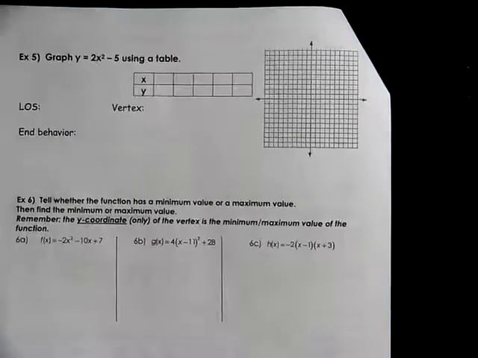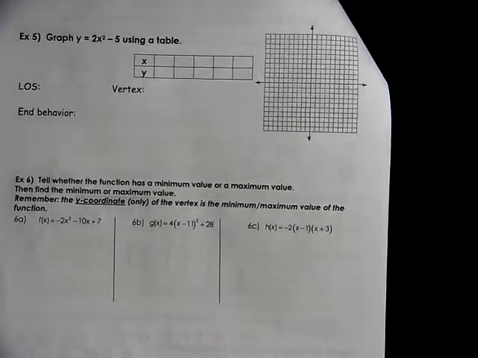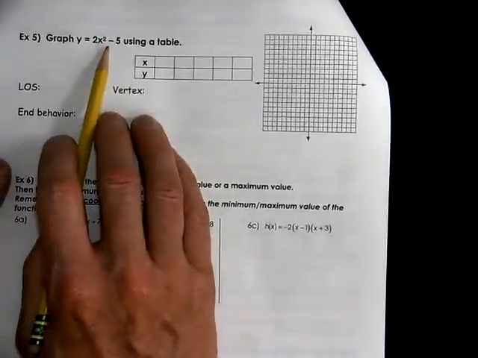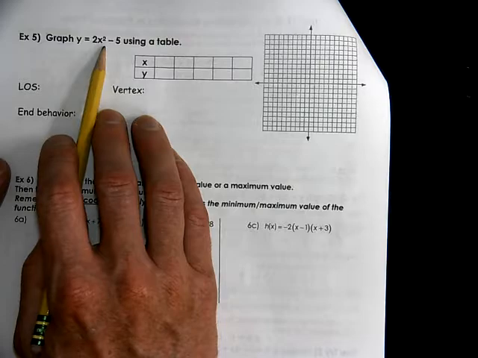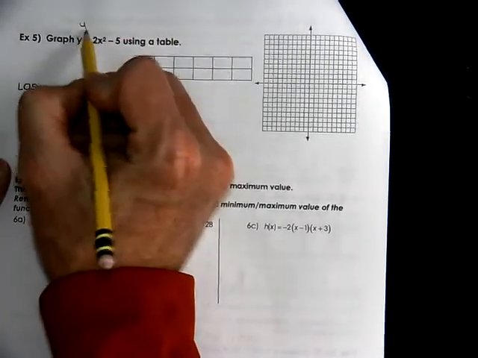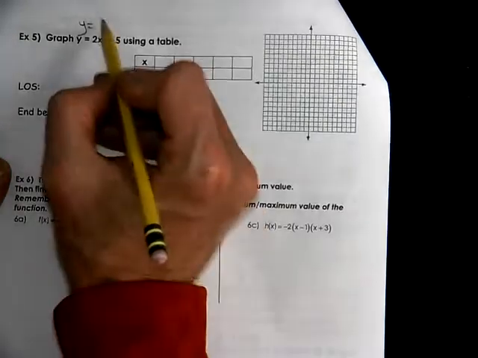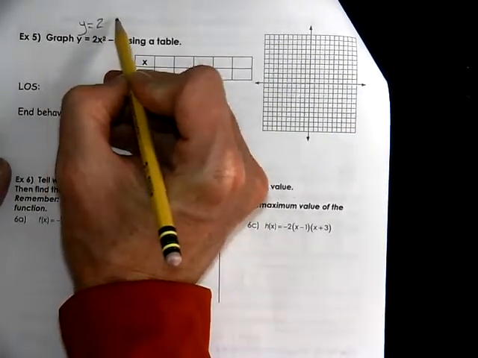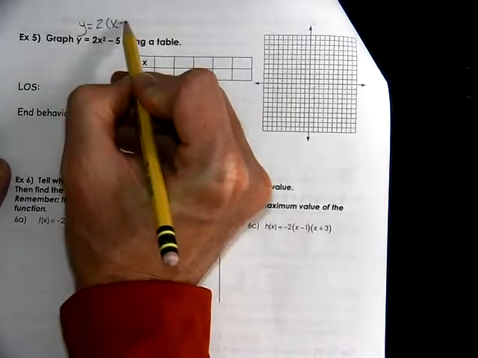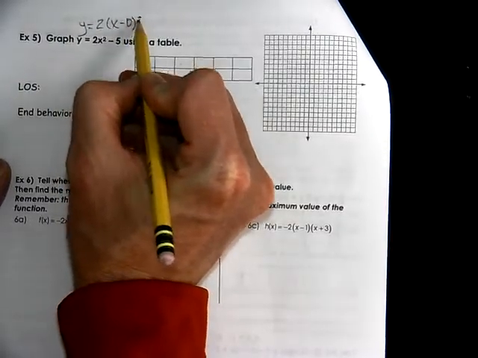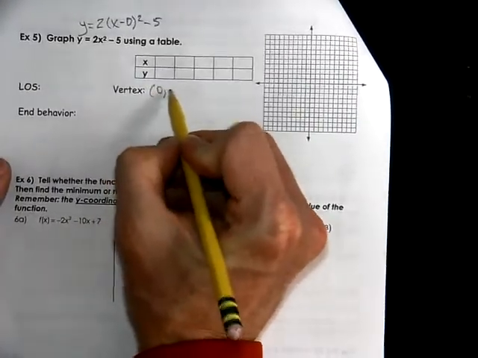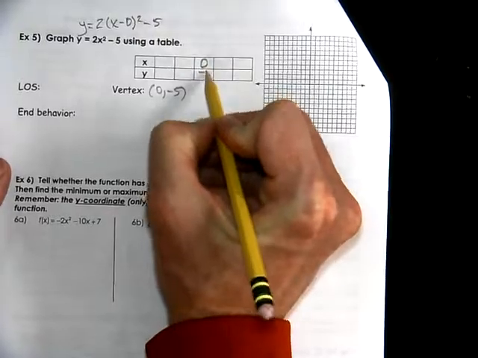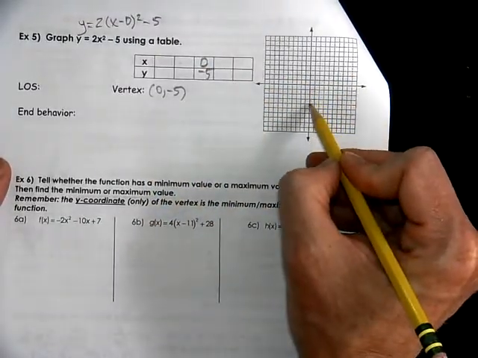Reflection is when a is less than 0. Okay. So here, it looks tricky. It's been in our previous homeworks. There's no b term. So you can write this as y equals 2 times x minus h, which is 0, squared minus 5. If you like vertex form, call this vertex form. It's 0, negative 5. 0, negative 5. 1, 2, 3, 4, 5.